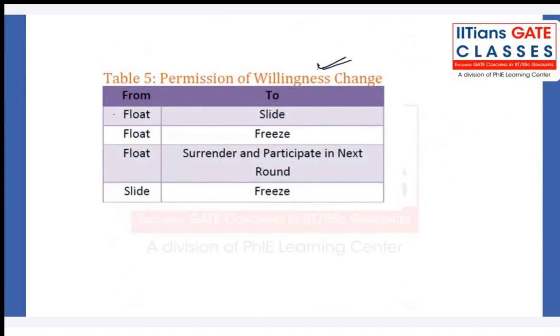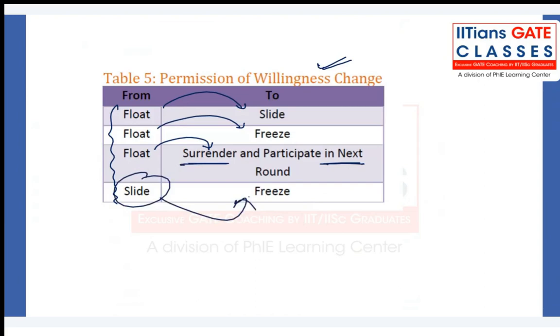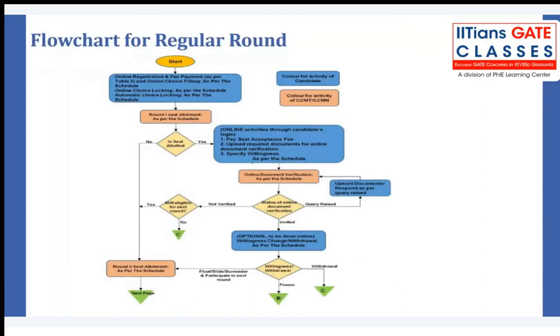Suppose you have done float and slide. In case of float, you can go from float to slide, remember. You can also go from float to freeze, and you can also go from float to surrender and participate in the next round. So if you want to participate in the next round, you put the float and then you can surrender here, or slide to freeze. So these are the permissions which are allowed.